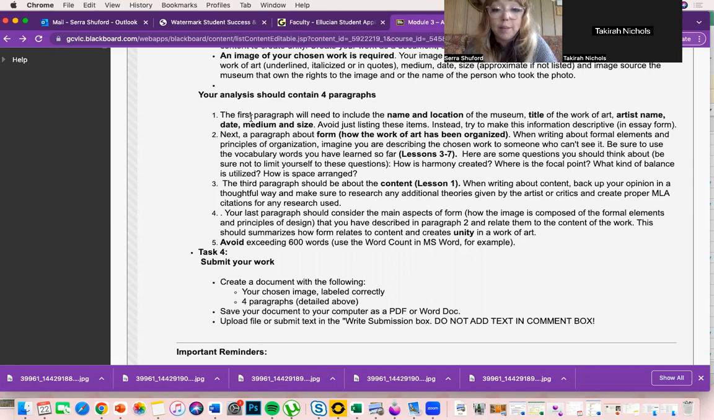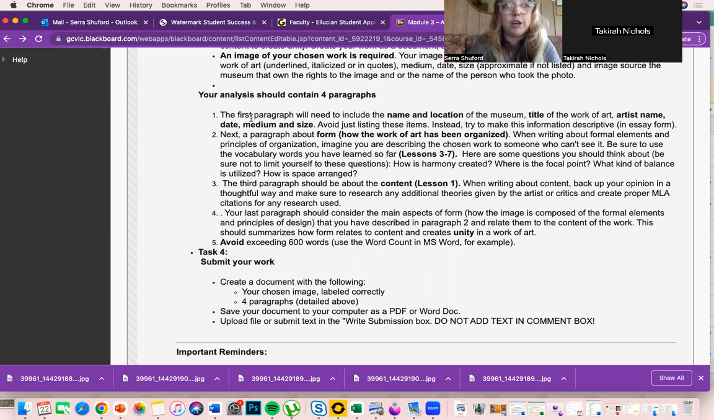Be sure to use the vocabulary that you have learned so far in lessons 3 through 7. And here are some questions that you should think about, but be sure not to limit yourself. How is harmony being created? Where is the focal point at? What kind of balance is being used? How is the space and the composition arranged? And again, you can add more to that, and you don't have to answer all of those necessarily, but essentially you're just telling me, how does an element like color play a part in the organization?